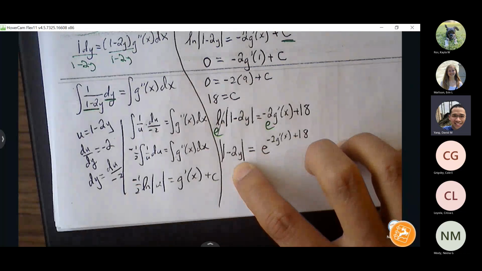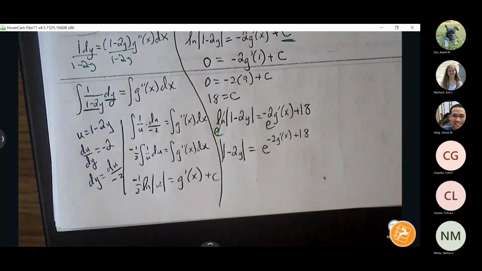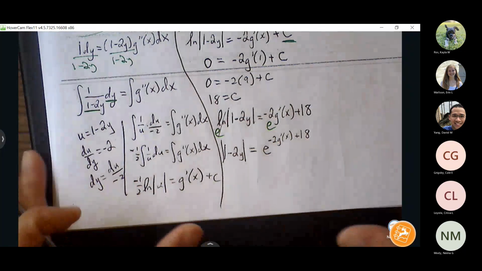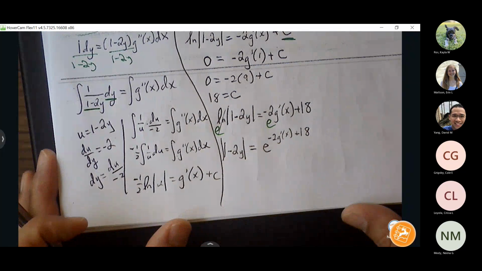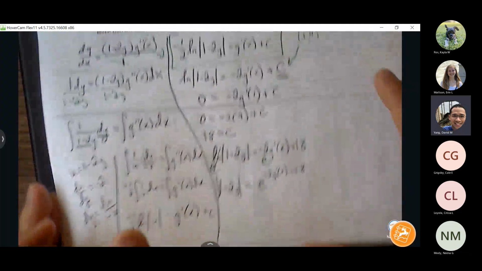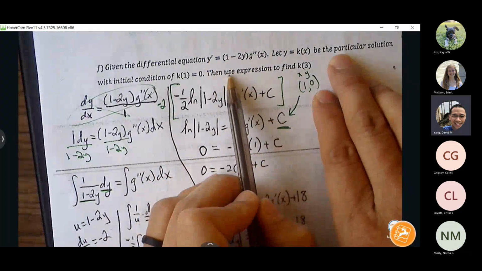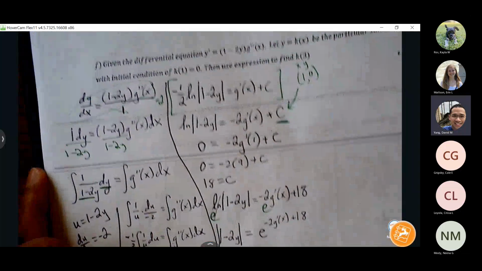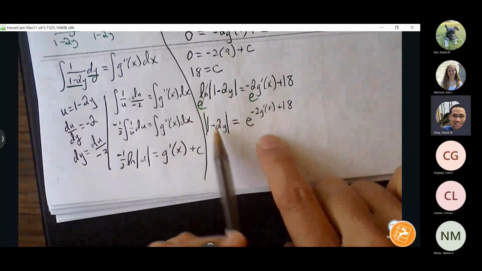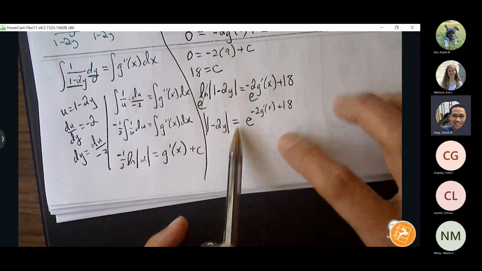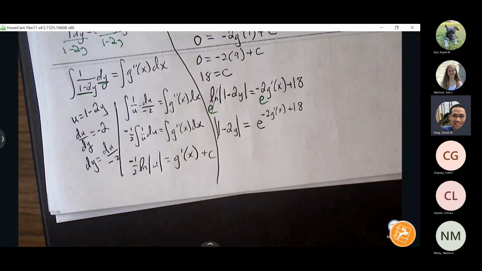I'm going to drop the absolute value. So what I did here was I realized that the problem was not asking for me to solve for y. It's just asking me to find k of 3. So rather than spending all this time trying to solve for y, I can just go ahead and plug in my ordered pair because I already have my equation that I need to work with.